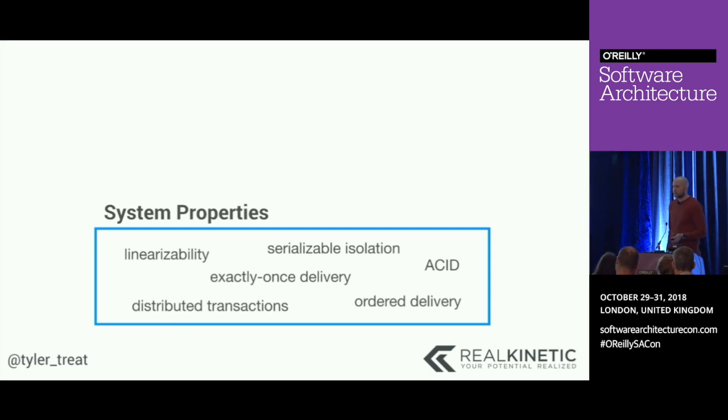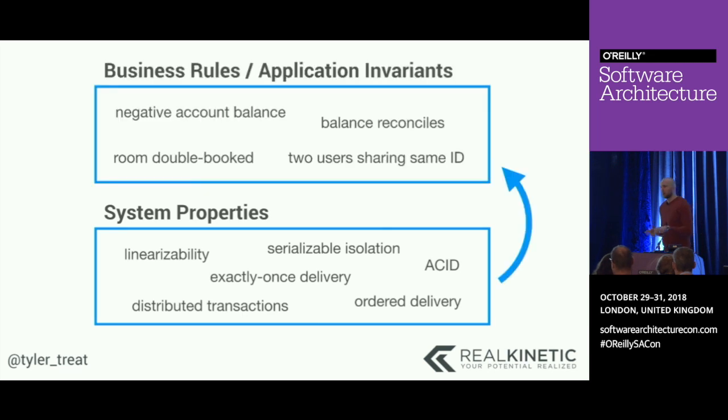And I think we also need to shift our focus a little bit from these low-level system properties to higher-level business rules and application invariants. Because when we specify correctness for our application and we're thinking at this level, that's the best we can do, like ACID transactions and serializability and things like that. But that doesn't really speak to any of this stuff.